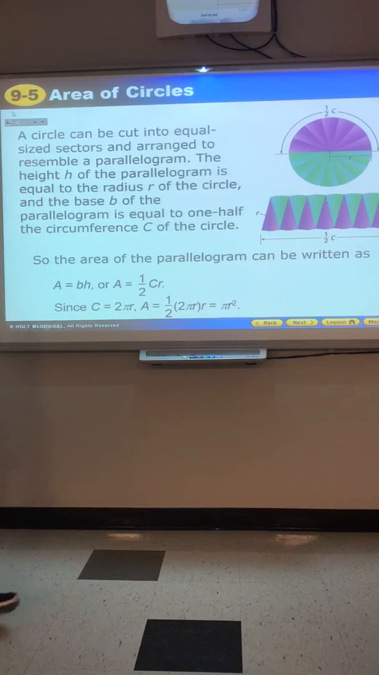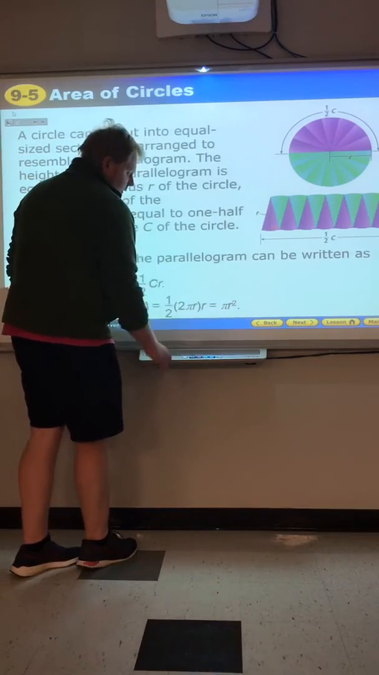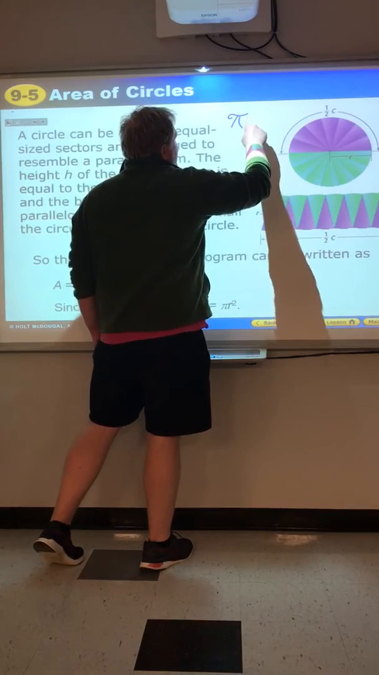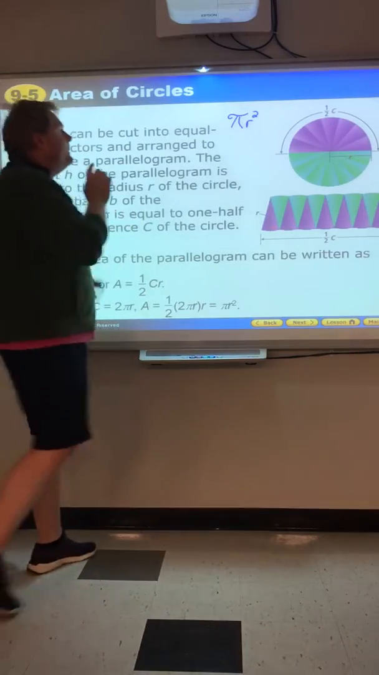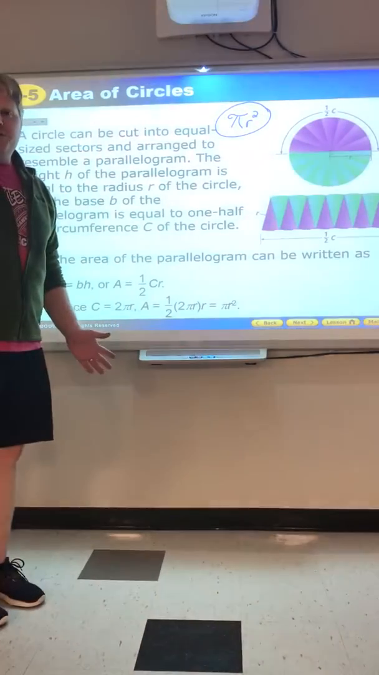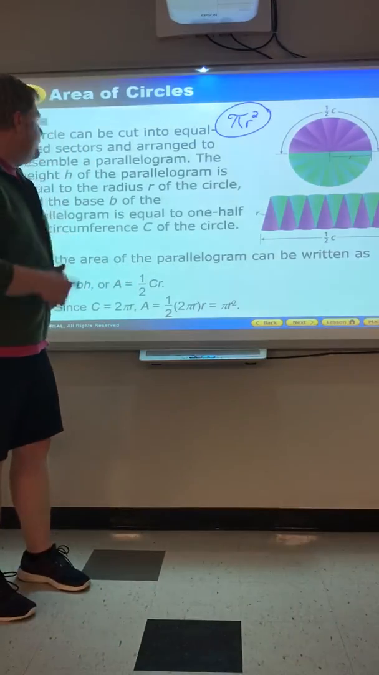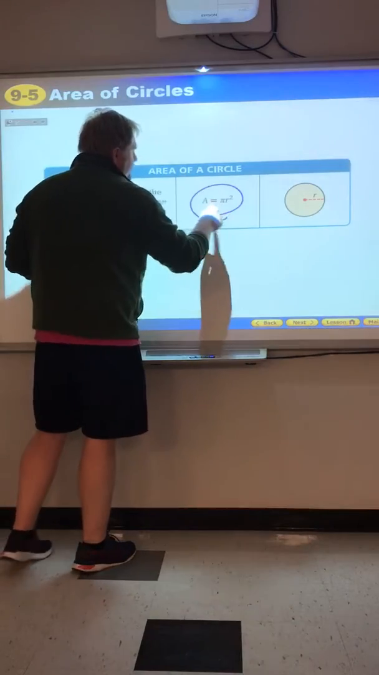Since the circumference is 2 pi r, we know that finding the area of a circle is pi r squared. So if I want to find the area of a circle, I take pi times r squared. Don't forget, you must do the squared first. 4 times 4, 16. Then times 3.14. So the area for a circle is pi r squared.